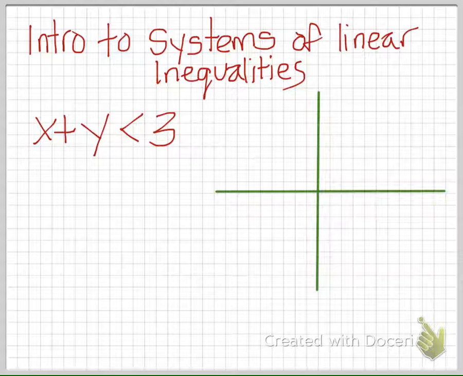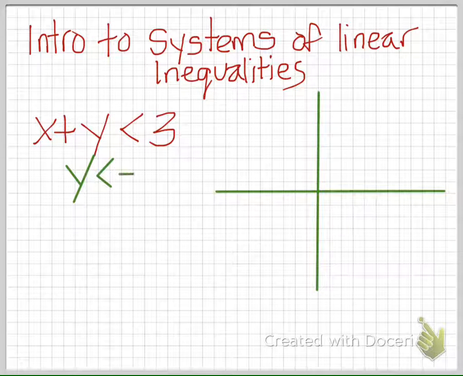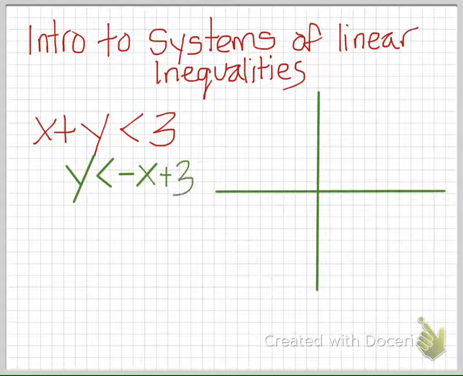So in order to graph x plus y is less than 3, we'll need to put it into what format? Who knows? Somebody raise your hand. All right, Tiaja? Slope intercept. Yes. You put it in slope intercept form, which means you get y by itself. And in order to do that for this problem, you need to subtract x from both sides. And you end up with y is less than negative x plus 3.